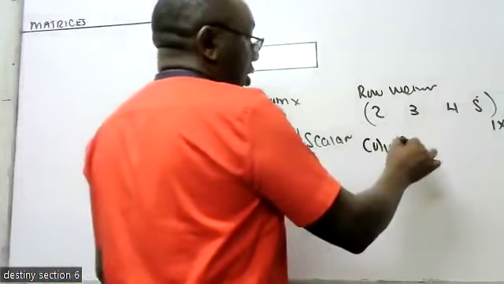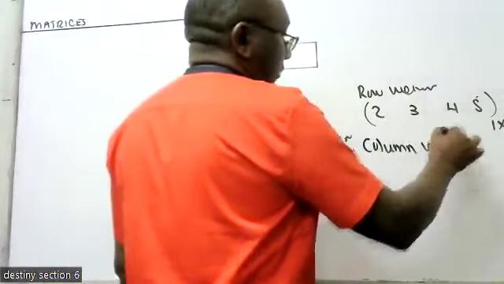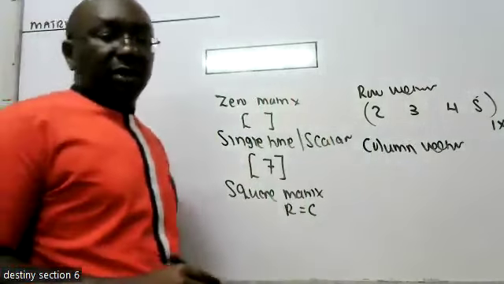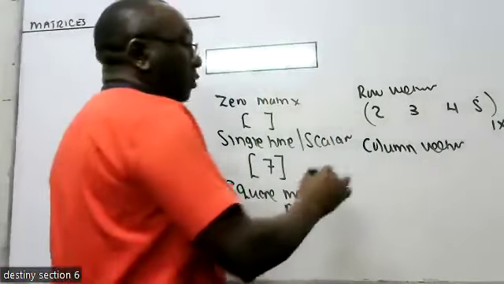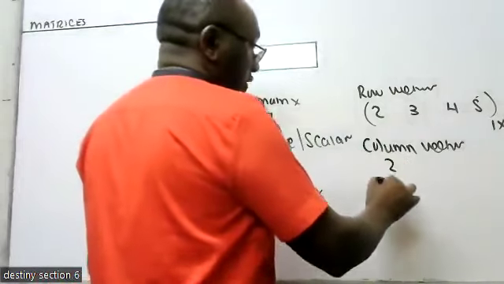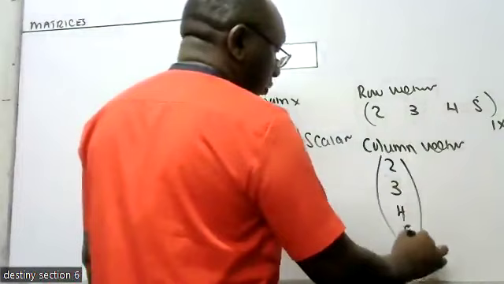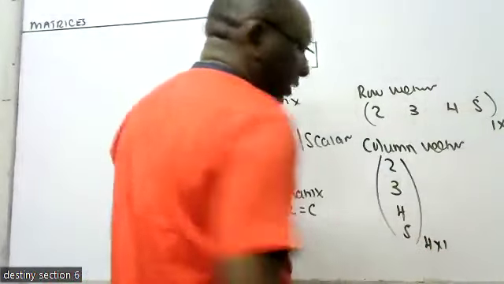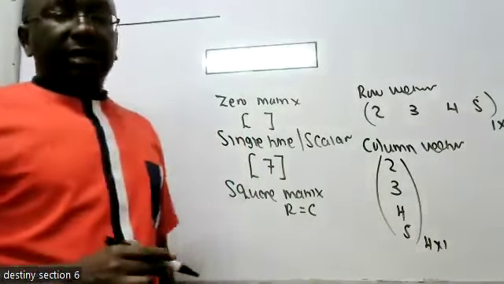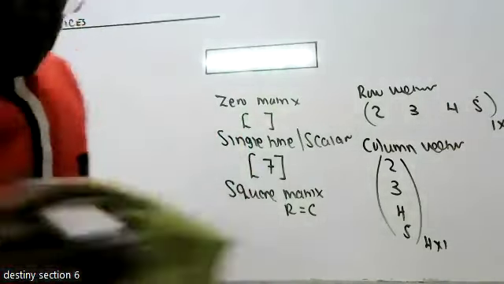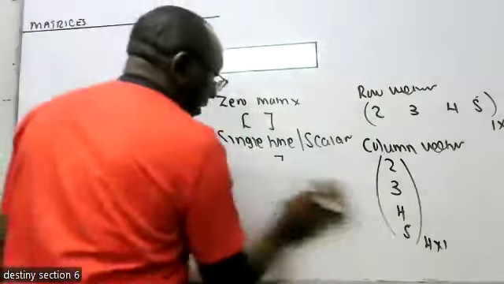Then we have what we call the column vector matrix. A column vector matrix is a matrix which has only one column and more than one row, like 2, 3, 4, 5. Now, again, this is a 4 by 1 matrix. It has 4 rows and one column. The other matrix that you need to know is called identity matrix.